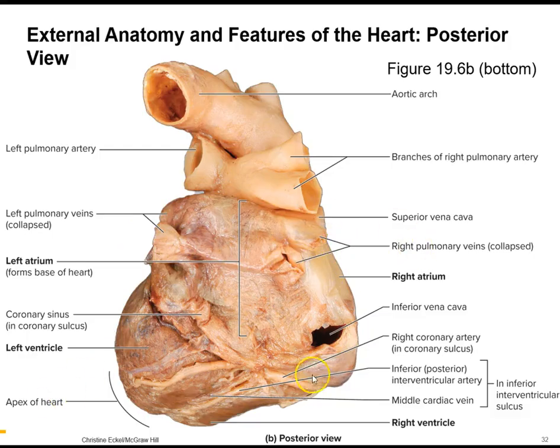You can see the coronary sulcus, and you can see it wrapping around down here beneath the right atrium, excuse me. It wraps this way beneath the left atrium and continues around to the anterior side of the heart. You can see the inferior interventricular artery right here, and this is in the inferior or posterior interventricular sulcus.